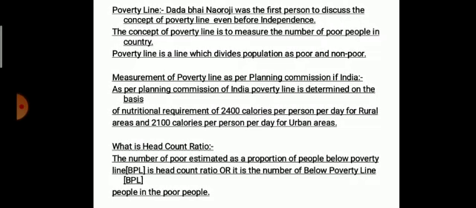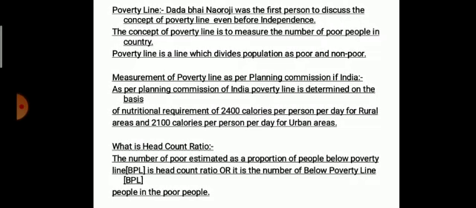Now Dada Bhai Nauroji was the first person to discuss the concept or the idea of a poverty line even before independence. This can come for 1 mark, fill in the blanks or multiple choice question. Who was the first person to discuss the concept of poverty line even before independence? He is Dada Bhai Nauroji. You have already come across this name in your school.